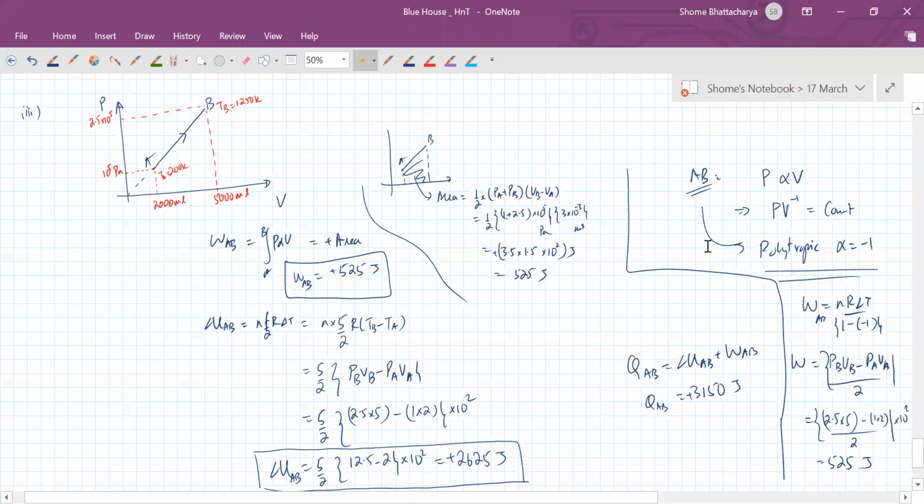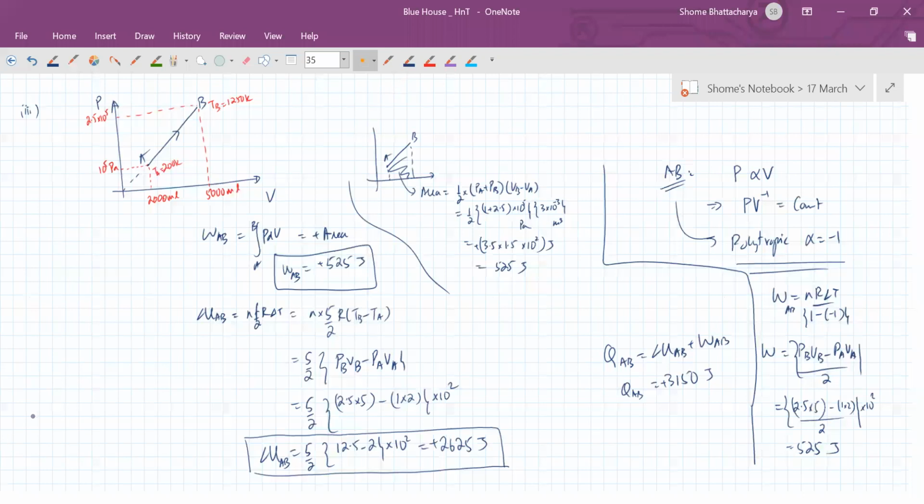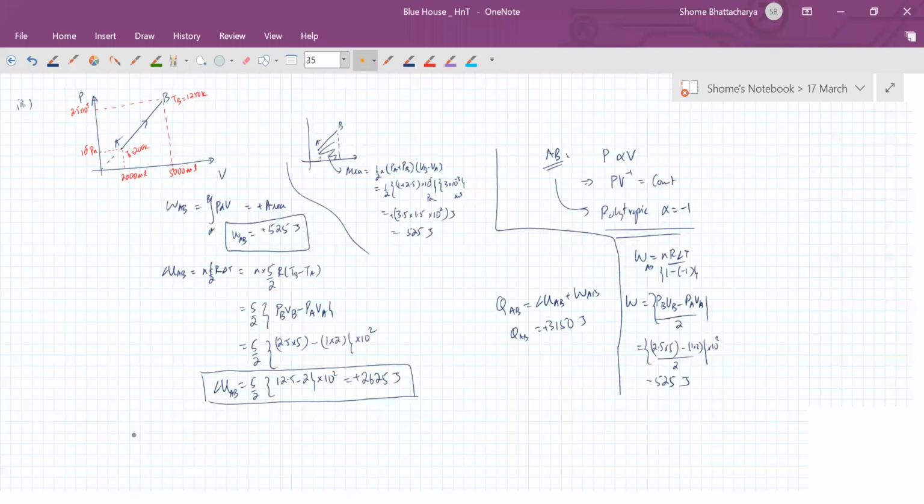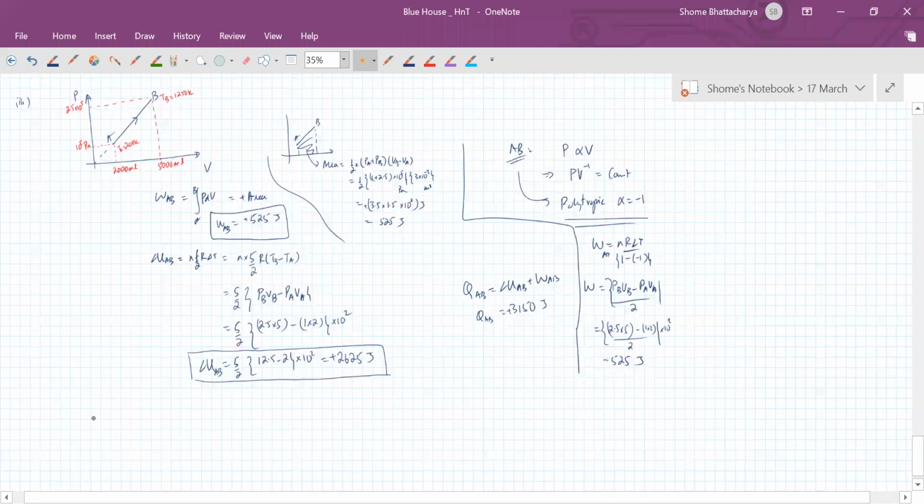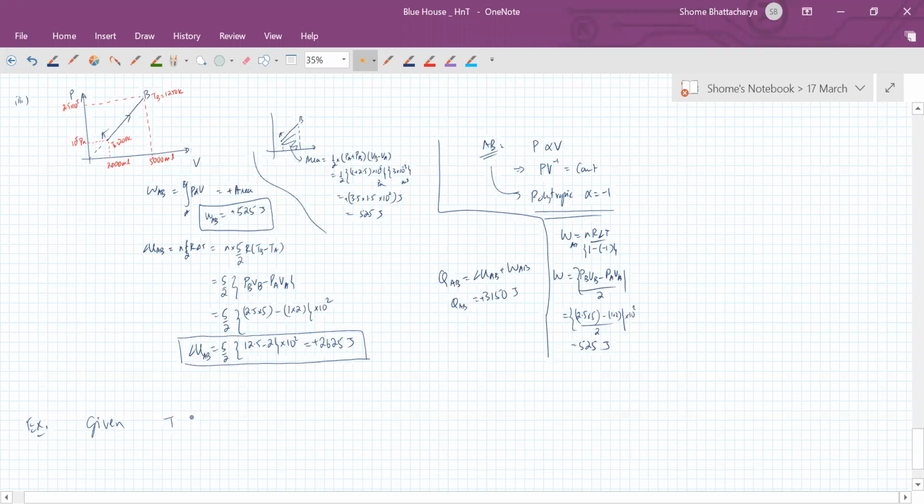Okay, so hope this question is clear. So just write this down and we will conclude with another question. This is another type of situation you should be careful about in thermodynamics. So given that temperature is directly proportional to 1 upon square root of volume for a slow process, for a monoatomic gas.